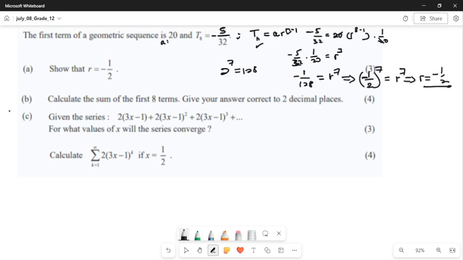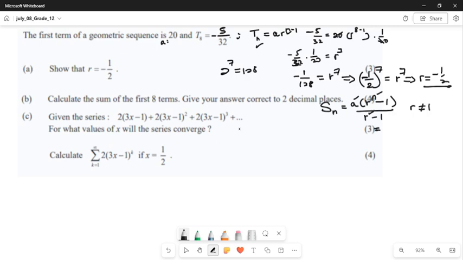Calculate the sum of the first 8 terms. Give your answer correct to 2 decimal places. This is a finite geometric sequence, so we can use the equation s sub n, where n is 8: the first term multiplied by r raised to the power n minus 1, all divided by r minus 1, where r is not equal to 1. We have all the information to substitute into this equation.